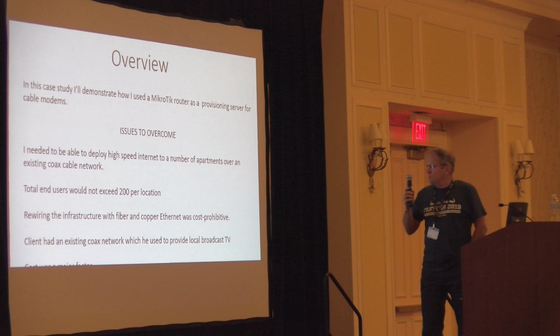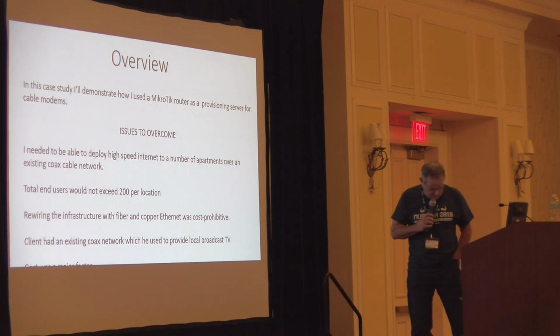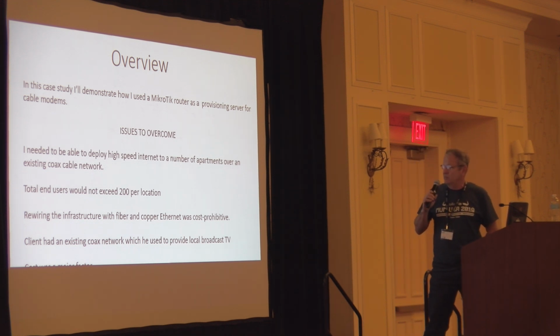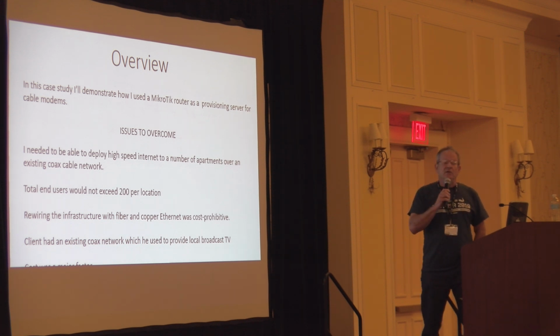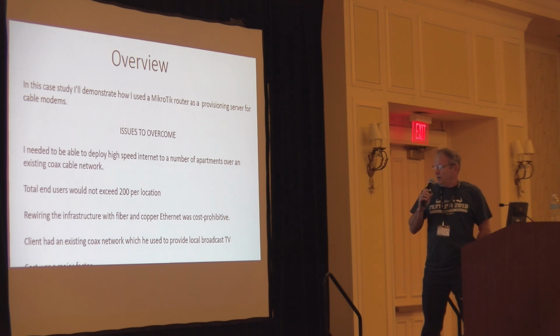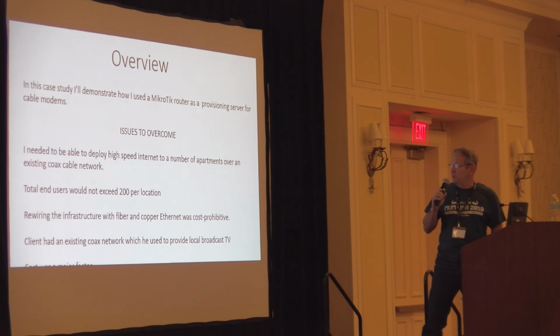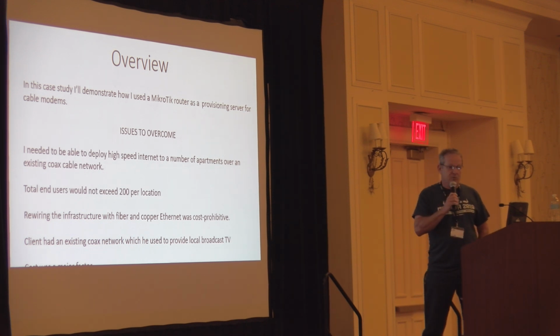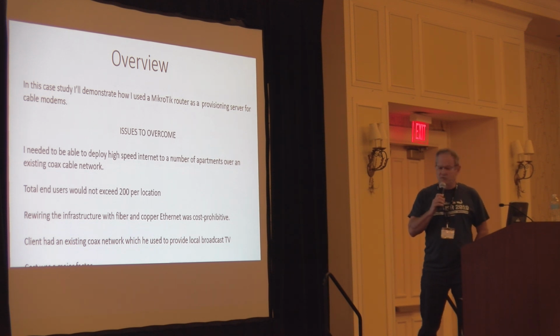The issues we needed to overcome at this particular place was that, I'll show you a picture of it in a minute, we had two different sets of housing. They were about a quarter mile apart. And the guy that was doing this did not have the money or wanted to put the money into a new infrastructure. He didn't want to lay fiber in. The only infrastructure we had there was an existing coax cable network that he was sending broadcast television over.